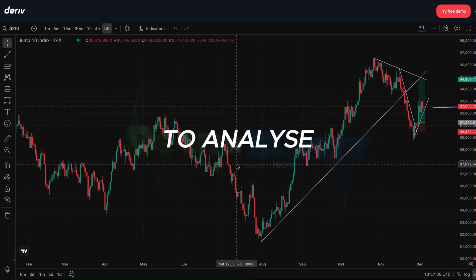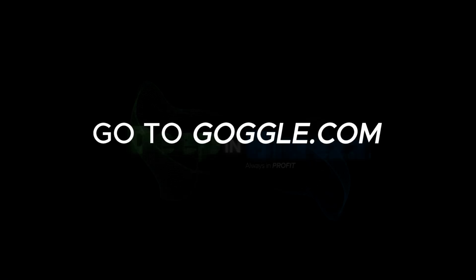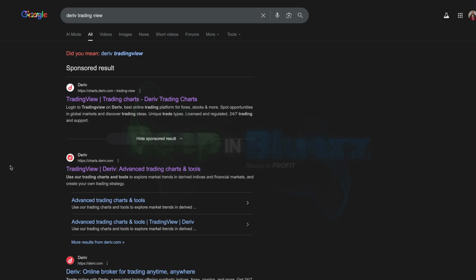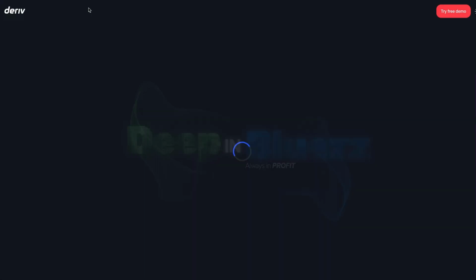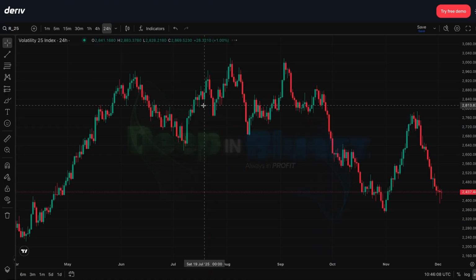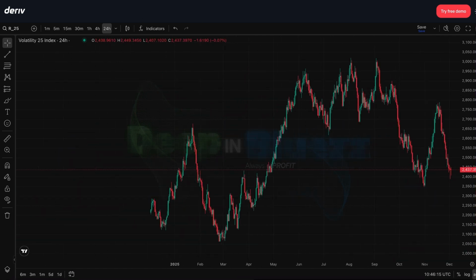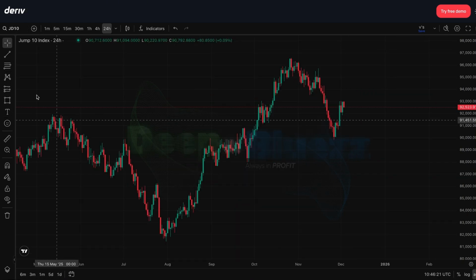To analyze the market, first on your Google platform, you have to go to Derive Trading View. We're going to click on the first one right here. It's going to give you that beautiful interface where you're going to analyze the markets. Currently, I took a trade yesterday which was on Jump 10, so I'm going to be analyzing Jump 10, not that market.